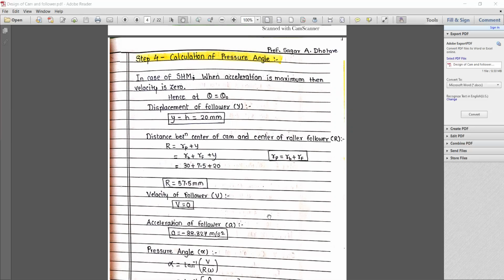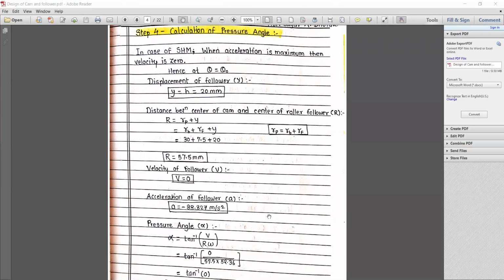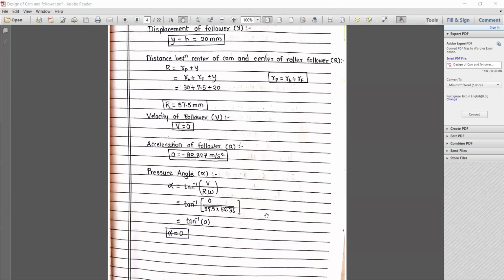So the value of capital R, the distance between the center of the cam and the center of the roller follower, is 30 plus 7.5 plus 20. So the total is 57.5. The velocity of the follower, as we know, is 0, as we consider it at the top, that is, when the acceleration is maximum, the velocity is 0.